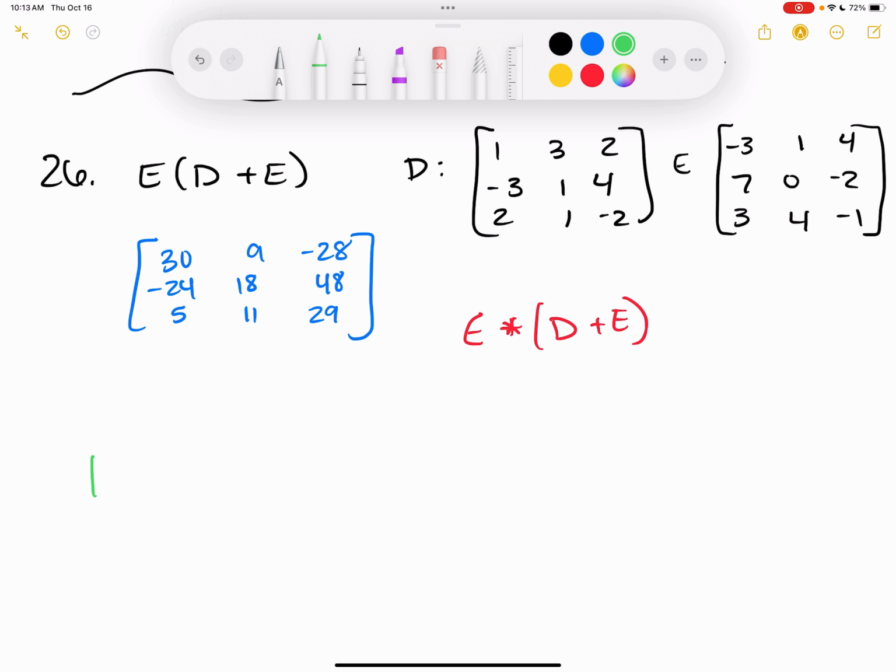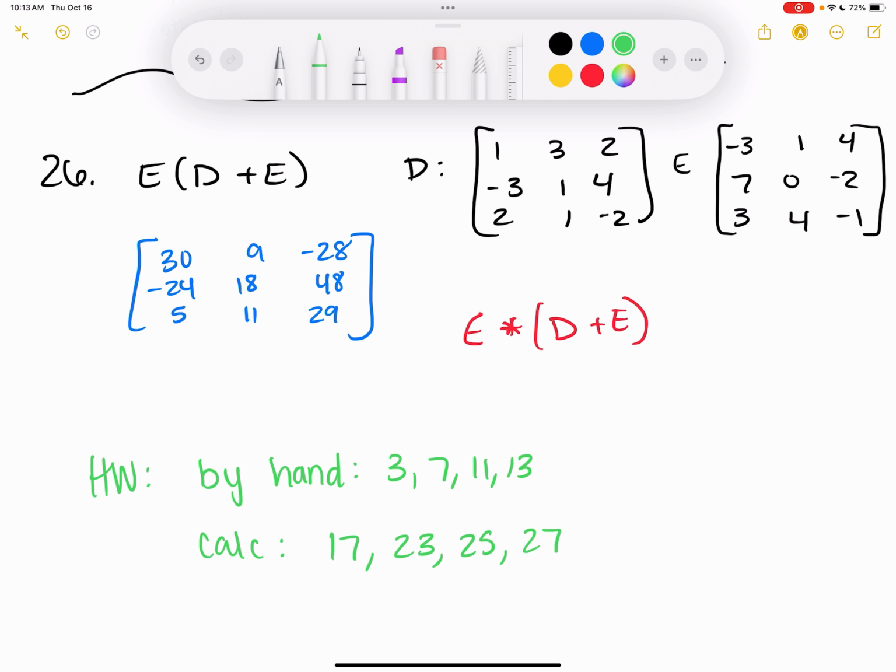All right, your problems. I'm going to give you by hand problems and then calculator problems. By hand is 3, 7, 11, and 13. Calculator 17, 23, 25, and 27. Again, on the 23, 25, and 27, you don't need to write down all your matrices on your paper. You can just plug them into your calculator. Just write it like that.